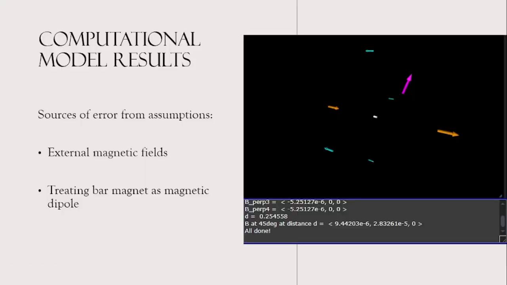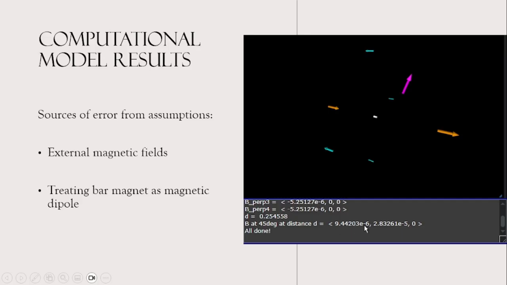So here we have a visualization of the computational model with the orange representing the on-axis magnetic fields, the blue representing the perpendicular magnetic fields, and the pink representing the off-axis magnetic field at a 45-degree angle. And by plugging in our magnetic dipole moment calculated earlier, we can find the B field at this 45-degree angle at a distance d.